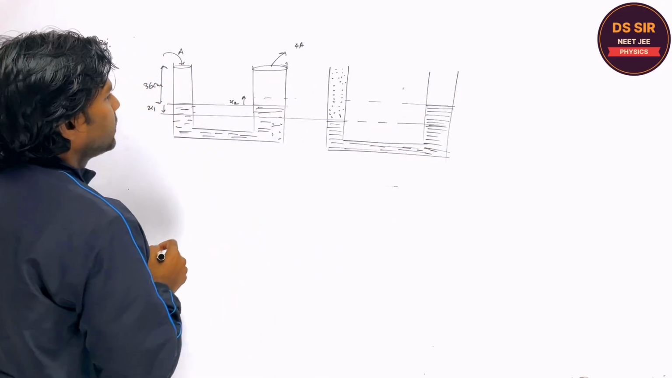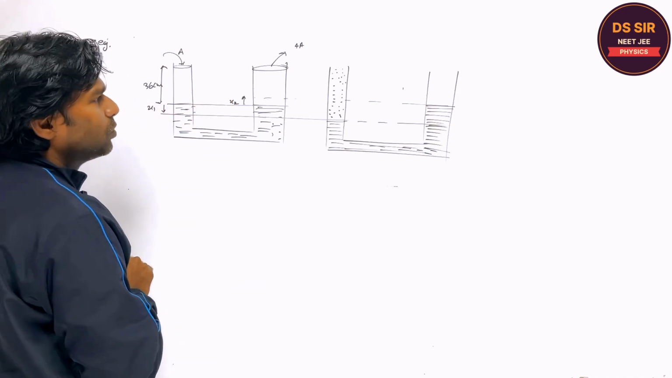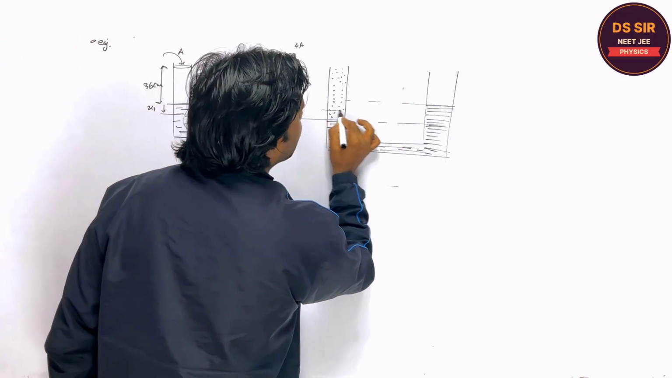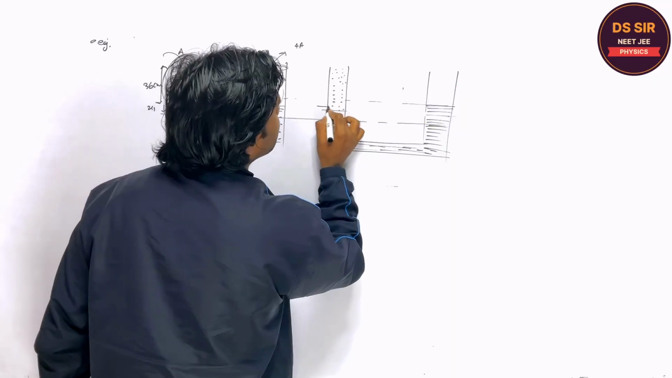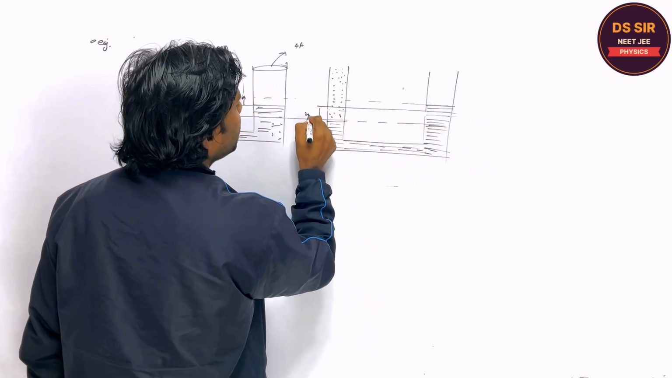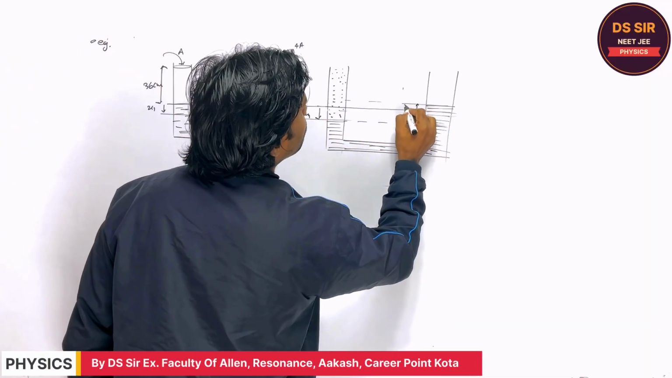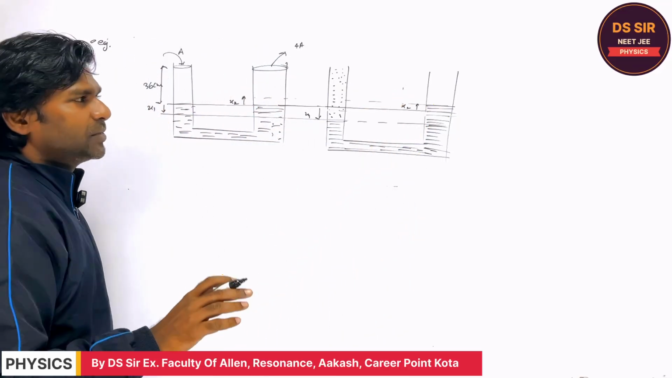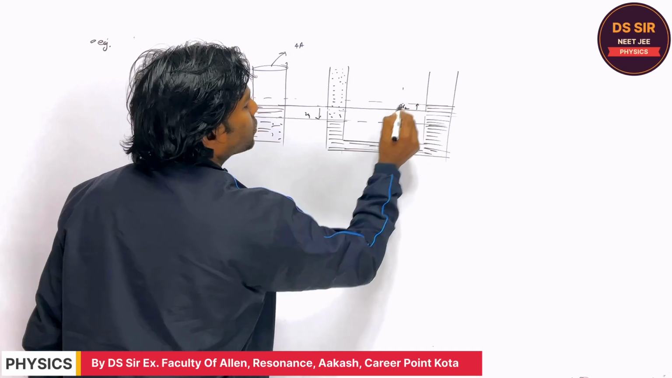So what are they asking? They are asking x1, x2, or x1 plus x2. They are asking the rise in the mercury level. The rise in the mercury level means this is x1, and this is x2. So they are asking for x2. First of all, it should be clear. Is it fine or not? You tell, Varsha. The x2.